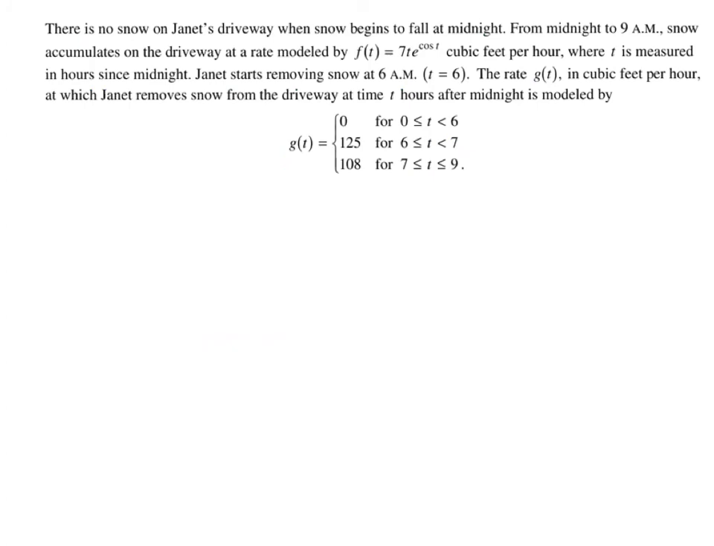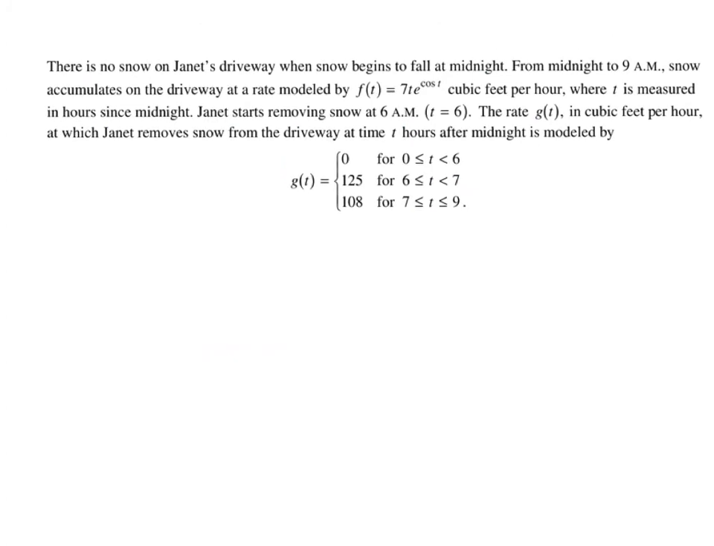Now, here's what I want you to do. I'm going to tweak this just a little bit. All right? Let's pretend there was some snow in there. Let's scribble this out. Let's say that at midnight, how much should we say? Let's say there was 10 cubic feet of snow already in her driveway at midnight, okay? And midnight represents t equals 0, of course.